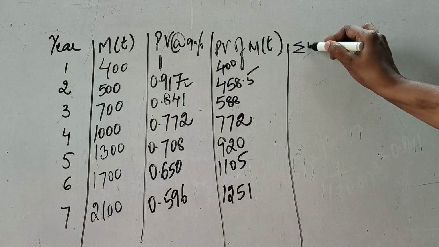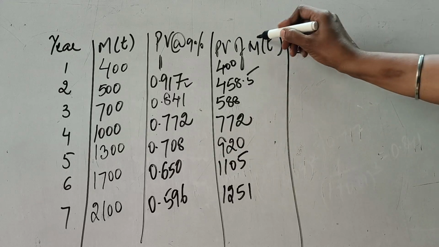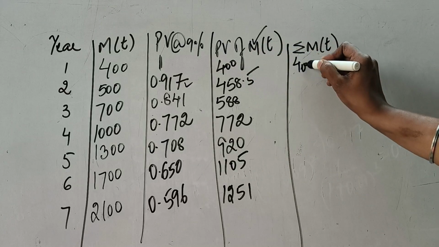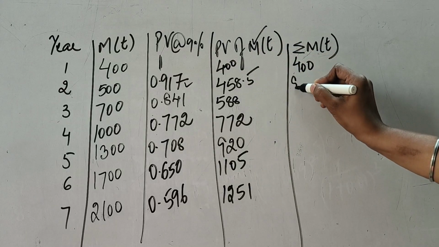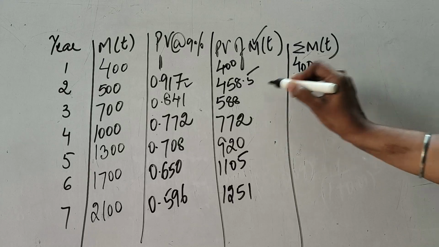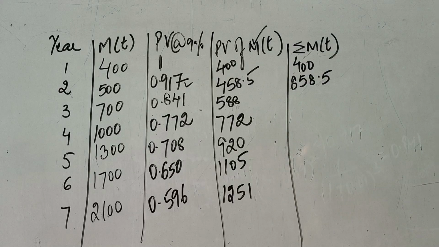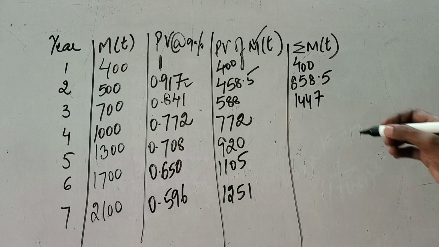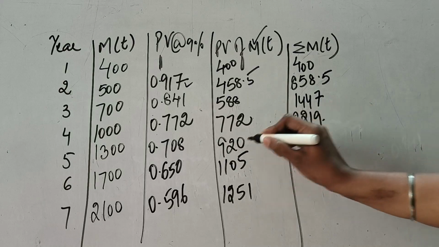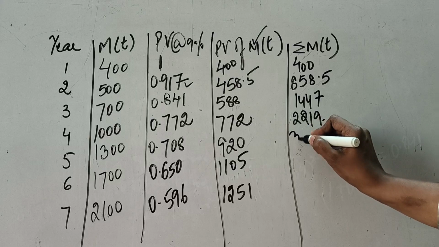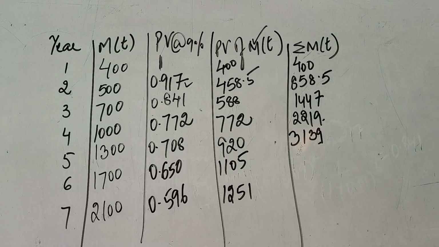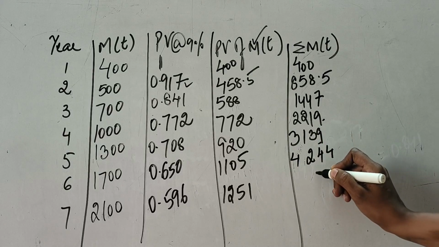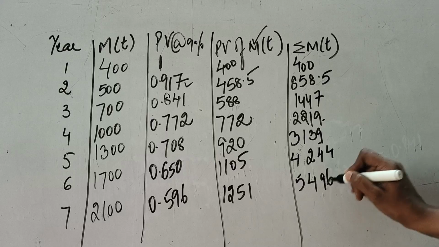Now we will be calculating the cumulative present value of the maintenance cost. You have to cumulate this column as we have done in the previous question. So first value will be same, 400. Second, it will be 858.5. Add 588 into it. It will be 1447. Add 772 into it. 2219. Adding 920. 3139. Adding 1105. 4244. And the last will be 5496.